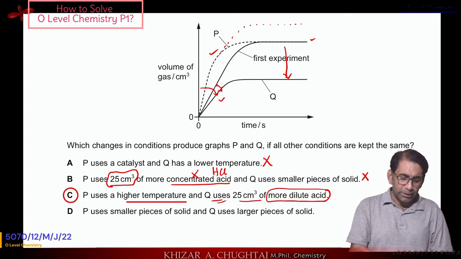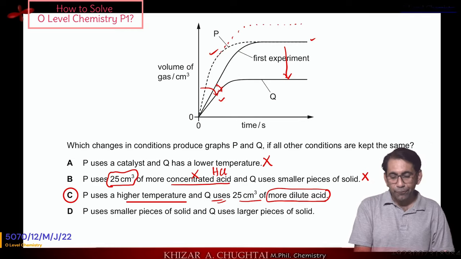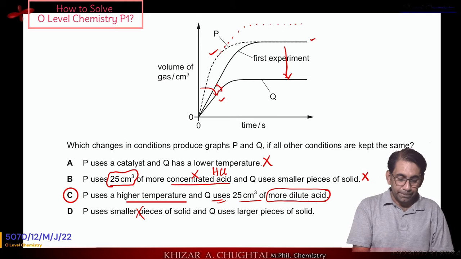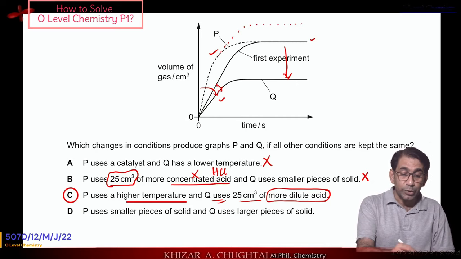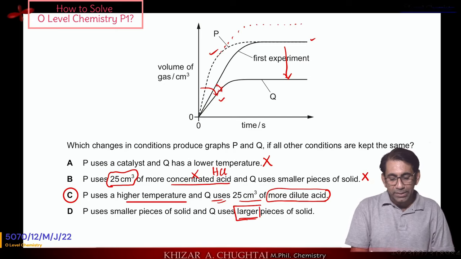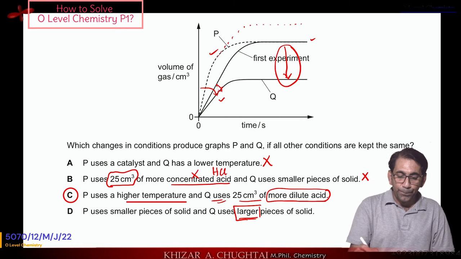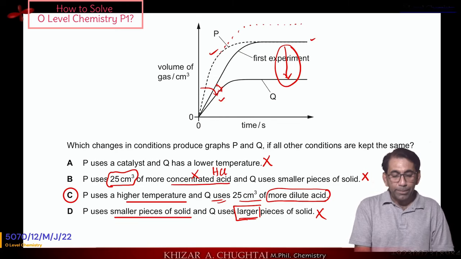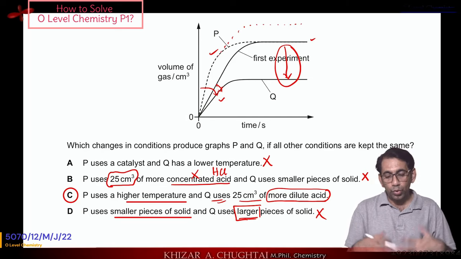However, I'm going to check the next option. P uses smaller pieces of solid. Yes, it may be correct. Q uses larger pieces. But Q is not just about larger pieces. The major factor is the poor yield of Q. So that is not the appropriate reason. Yes, it may be true that P is having small pieces, because of that it is going to show more speed of reaction.